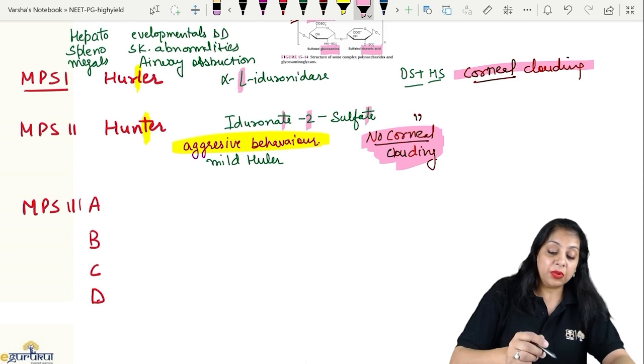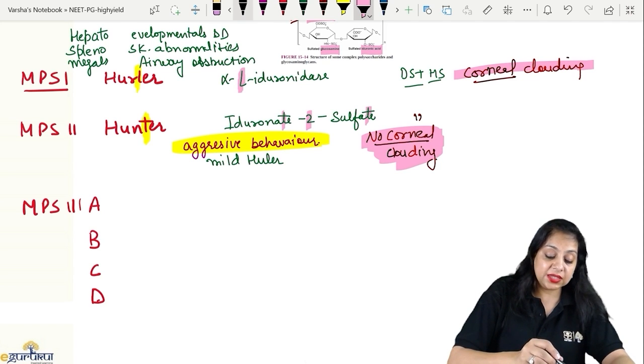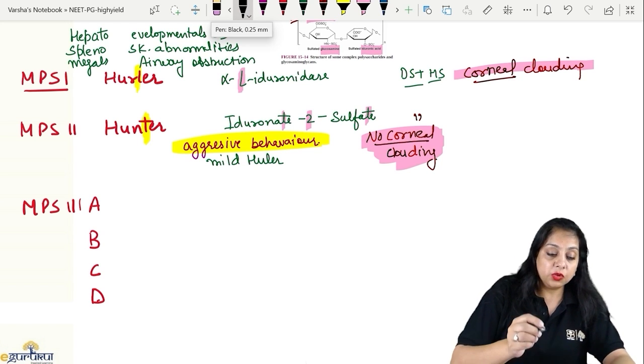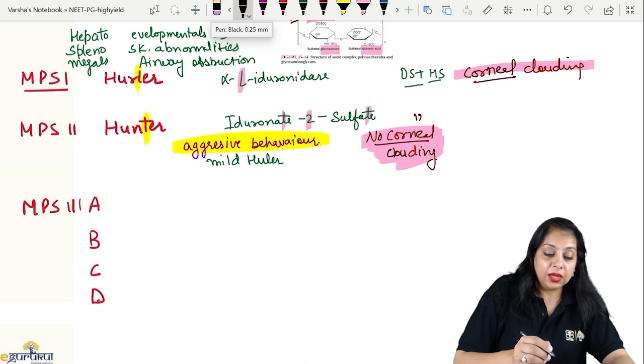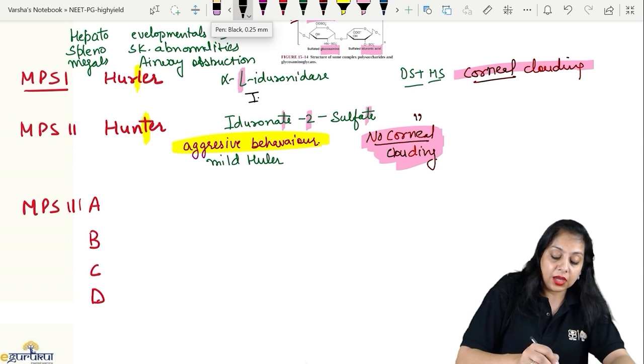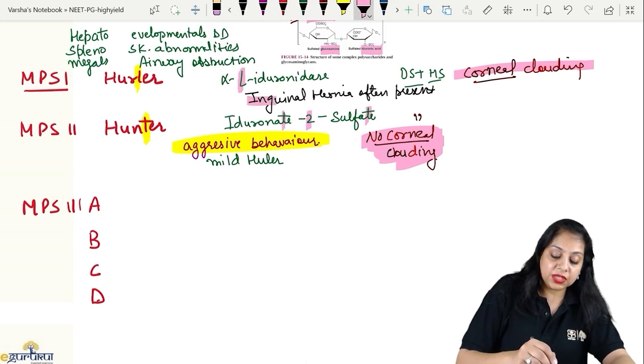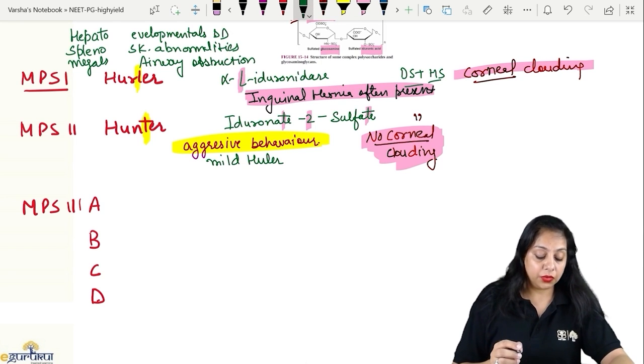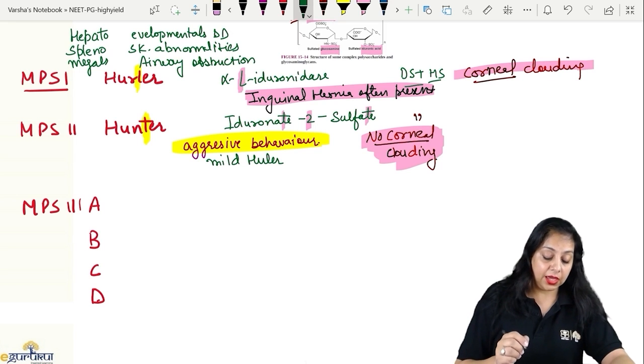Last time I remember one student specifically asked me, is there any specific difference by which we can figure out this is Hurler syndrome? The Hurler syndrome patient usually will have hernia. Inguinal hernia is often present. You can write this down for the worst case scenario when you are unable to figure out the differences between them.